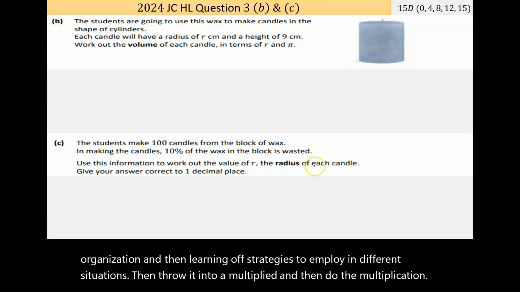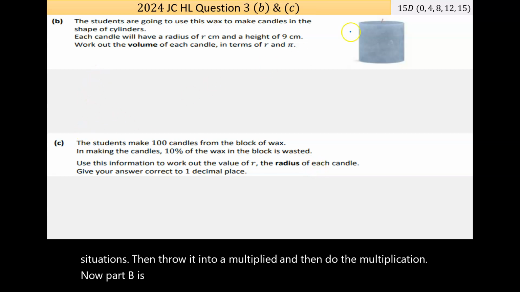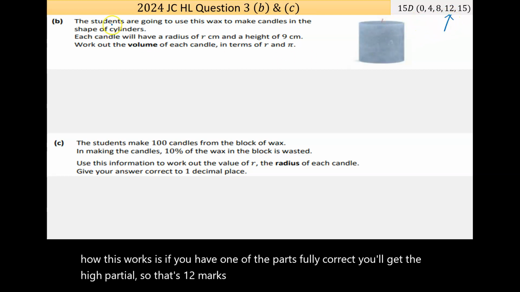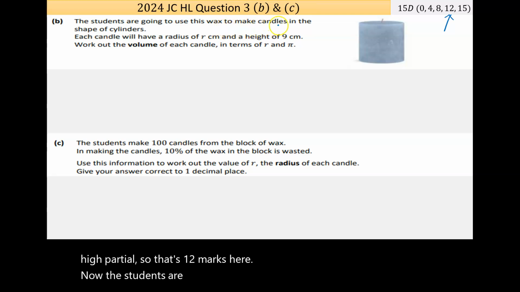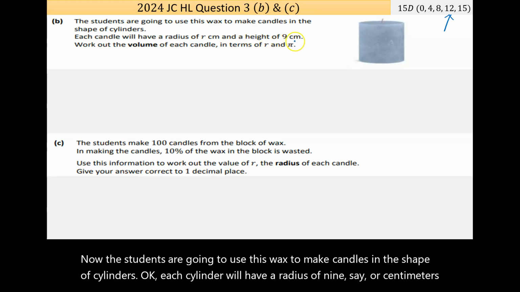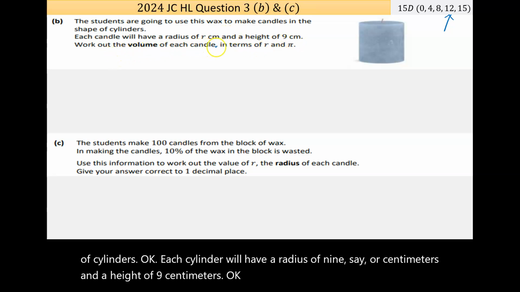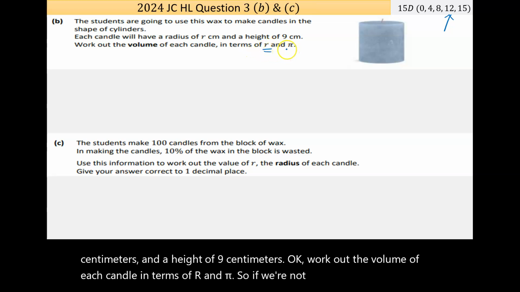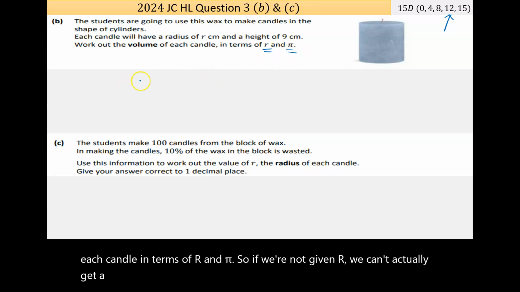Now, part B is marked B and C together, worth a whole 15 marks. Usually how this works is if you have one of the parts fully correct, you'll get the high partial. So that's 12 marks here. Now the students are going to use this wax to make candles in the shape of cylinders. Each cylinder will have a radius of 4 centimeters and a height of 9 centimeters. Work out the volume of each candle in terms of r and pi. So if we're not given r, we can't actually get a more applicable statement, but let's just follow through the logic.